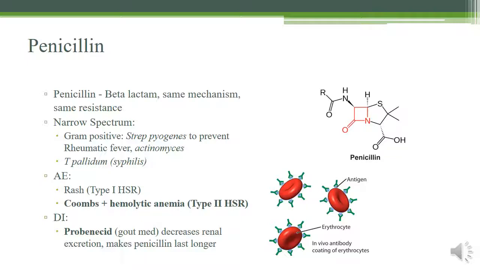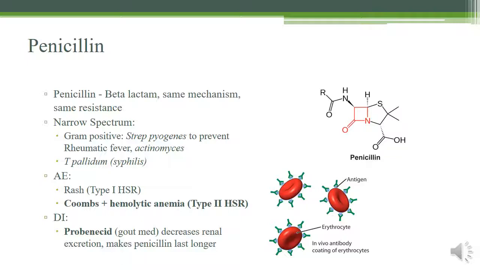Okay, penicillin, the original beta-lactam. You've probably already heard the story about the researcher who left his agar out and some fungus started growing in it, and then he noticed the bacteria just wasn't growing on the agar anymore. And that's how he discovered penicillin. It comes from a species of fungi. So all you really need to know is that it's a beta-lactam. It has the same mechanism, inhibits transpeptidase or penicillin binding protein, and has the same resistance through beta-lactamase. Beta-lactamase is produced by the bacteria.